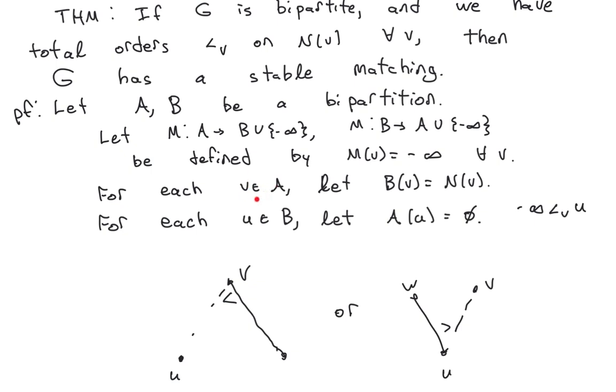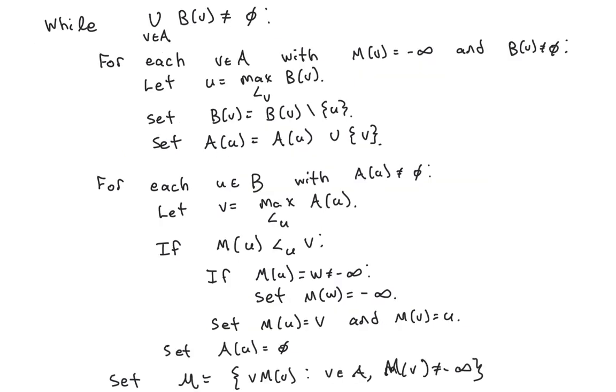Now here's our other setup. We're going to create these sets B of V. For every vertex V in A, we're going to let B of V be the neighborhood of V. And for every vertex U in B, we're going to let A of U be empty. I'm going to let A be considered the set of jobs. So B of V is going to represent, for every job, the set of candidates that the job has not already rejected outright. And likewise, A of U is going to be the set of job offers vertex U gets at a certain point in the process. So then here comes the algorithm.